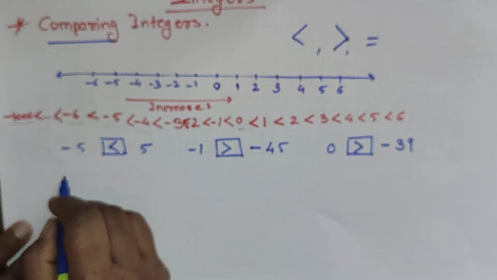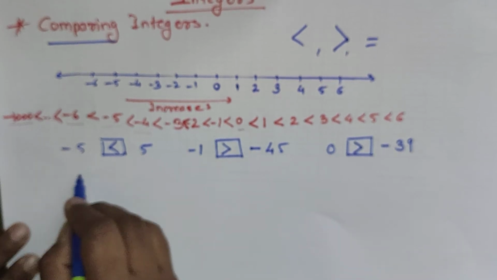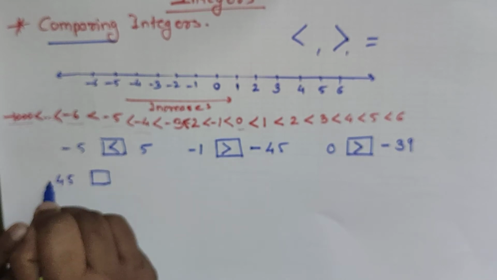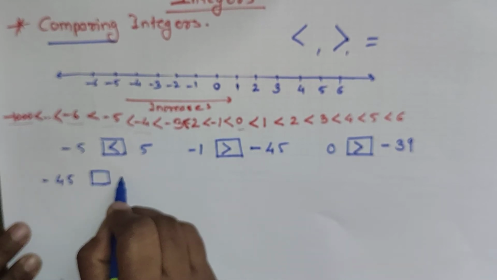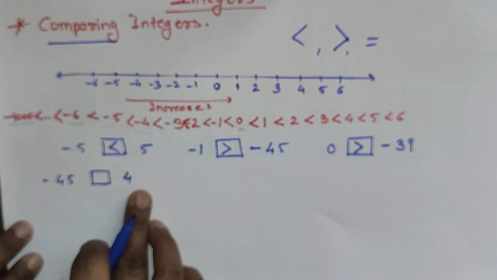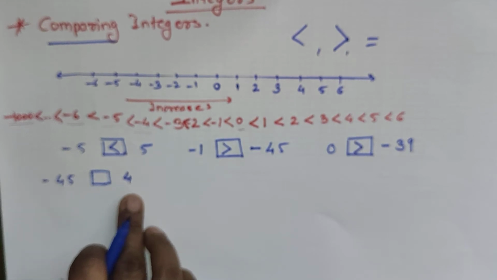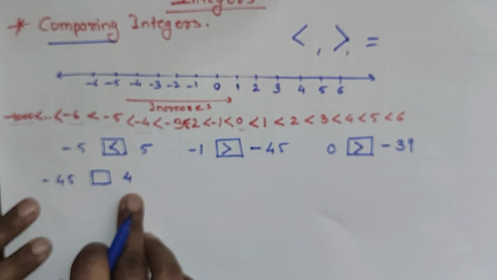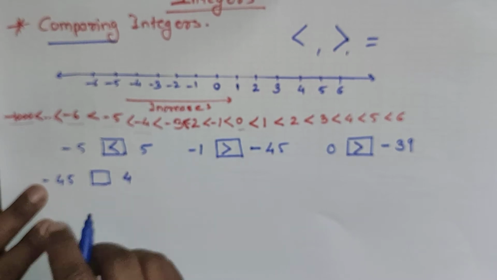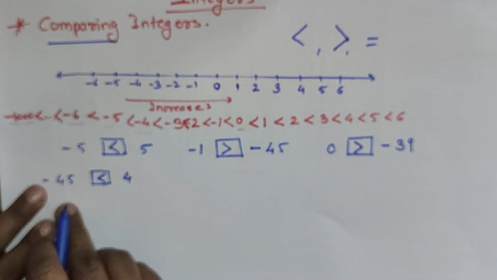Now suppose I write -45 here, and here I write 4. Now which is greater? A positive number is always greater than a negative number. So here -45, its value, 45's value is more, but it is negative. So 4 is greater than -45.